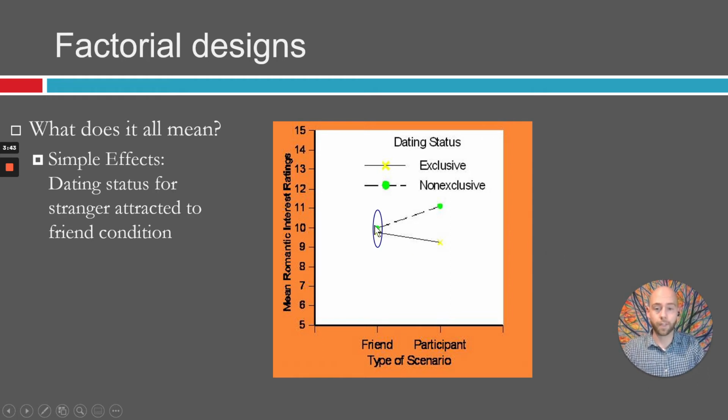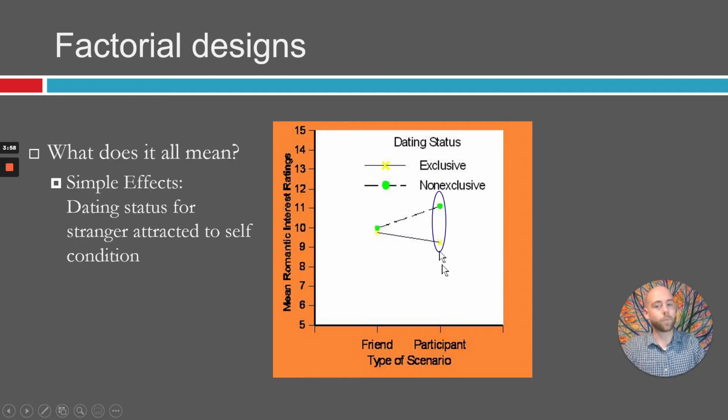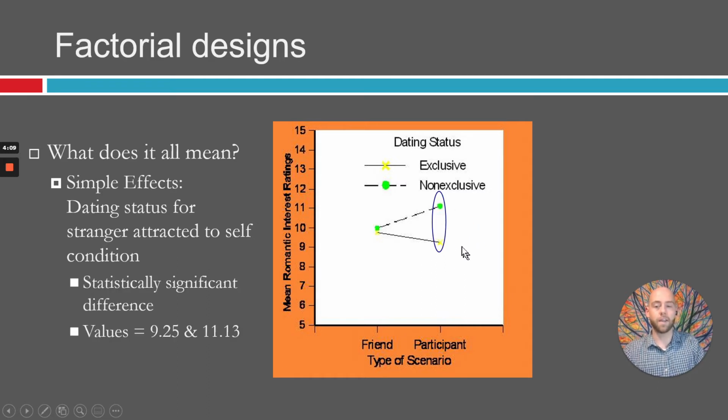So the simple effect for dating status for the stranger attracted to friend condition, looks like there's no significant difference here. These means are very, very close to one another. No significant simple effect here. If we look over at dating status for stranger attracted to self, then you see our biggest difference here. There is a significant difference between these two.